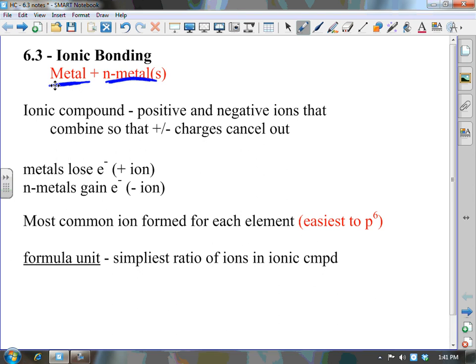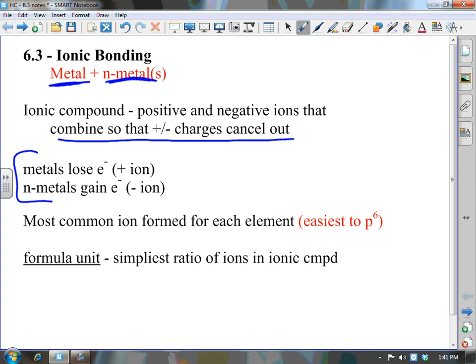Here's the thing we've got to realize. Metals are elements that lose electrons, therefore they become positive. Nonmetals are elements that gain electrons, therefore they become negative. So what happens, they combine so that we get positive and negative charges, and these charges cancel out, or if we think of a magnet, opposites attract. And when the opposites attract, that's our bond, that's our glue that holds those atoms together.